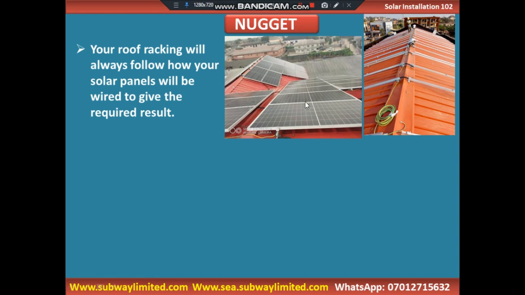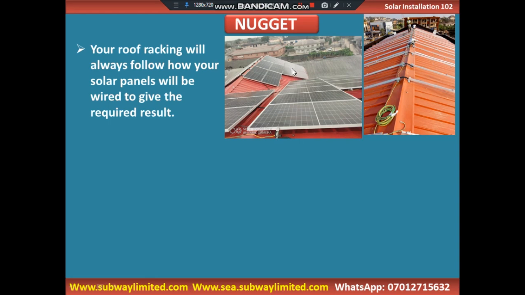So the roof racking will always follow how your solar panels will be wired to give you the required result. In solar installation 101, we talked about the roof, how the roof affects your connection, and when you are having a pitch roof and the different types of roof. The type of roof that you have surely affects this installation and your wiring exercise or process.